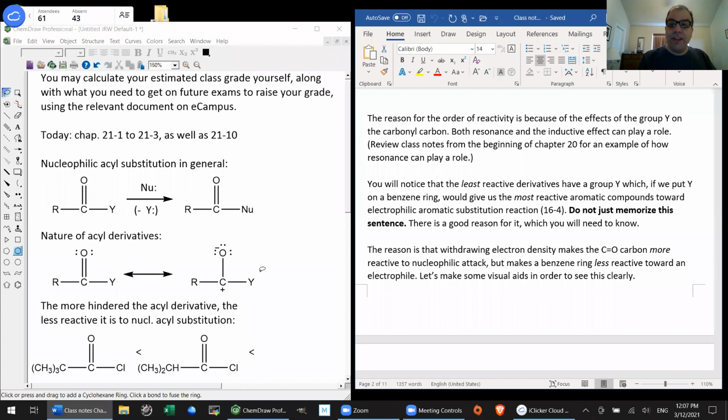There's also inductive effect arguments, as you can imagine, as there always are. If this group Y is very electron withdrawing, for instance, by the inductive effect, well, that's only going to make this carbonyl carbon all that much more reactive towards nucleophilic acyl addition or substitution. So all of those things still hold true, and we'll unpack how that all works during this lecture today.